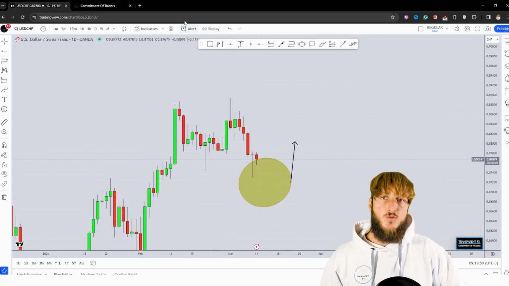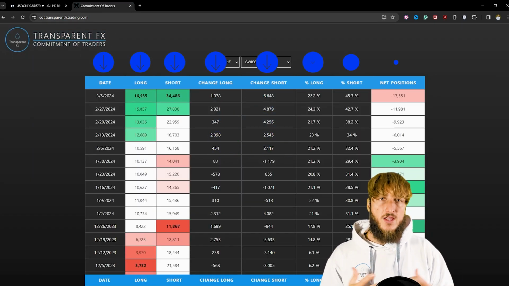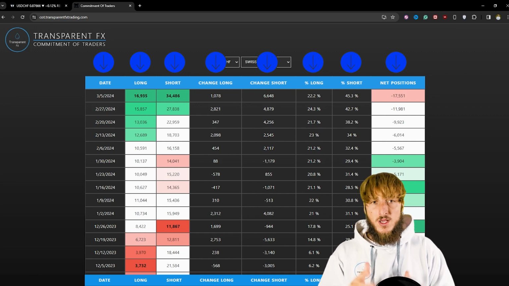Now, if we go and see what we have when it comes to the commitment of traders, so the COT data, so essentially what hedge funds and the big players in the market are doing, what do we have?